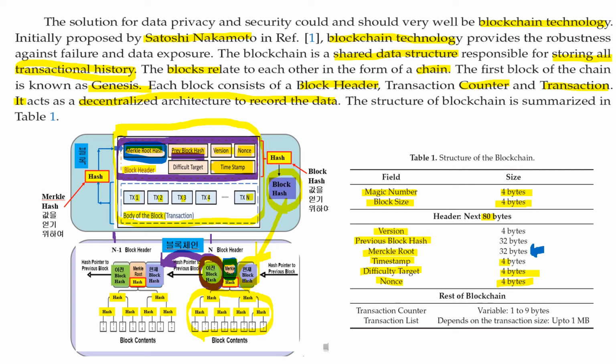The rest of a block contains the transaction counter, which is how many transactions are in the body of the block, and the transaction list. Usually, this is the transaction list, up to 1 megabyte.